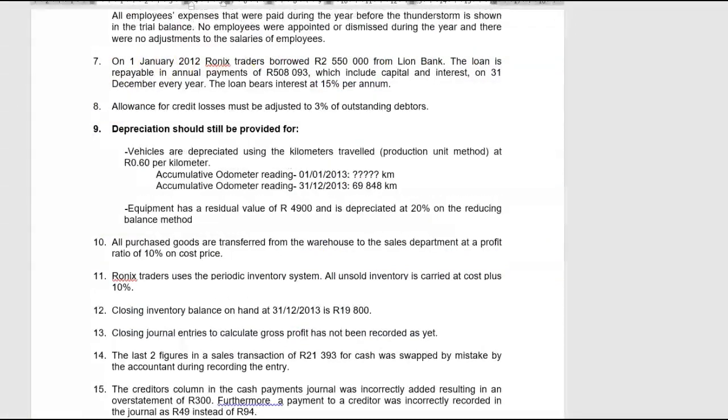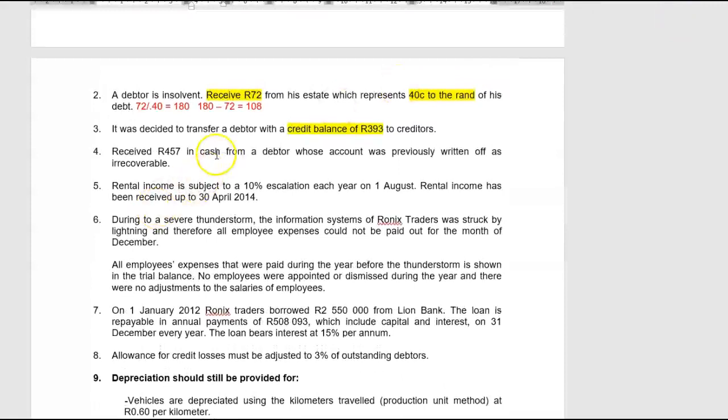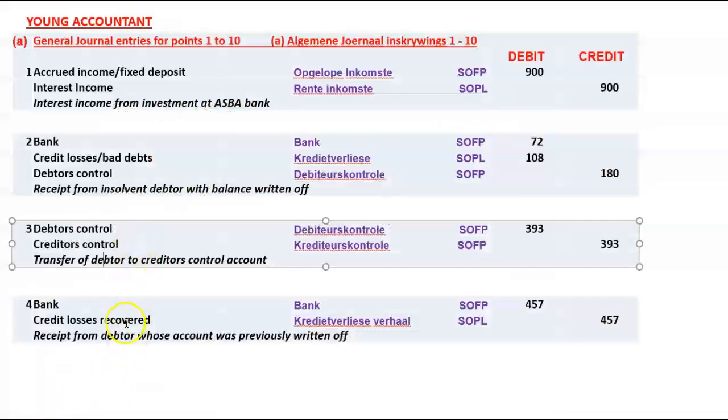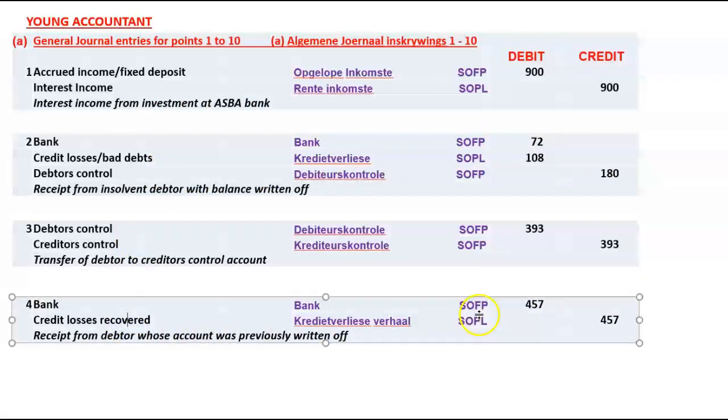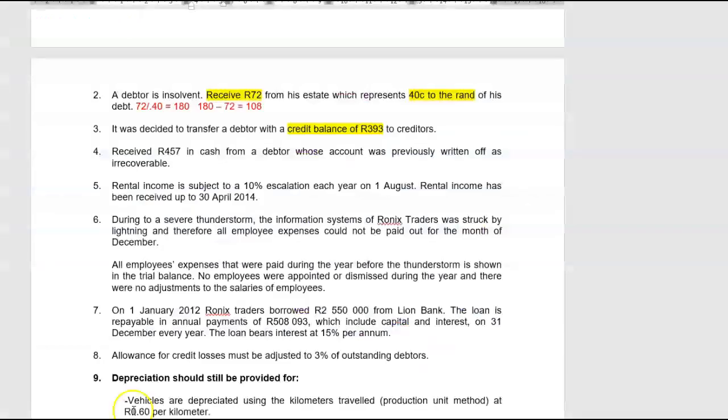We have skipped a few here. Number 4. Received 457 Rand in cash from a debtor whose account was previously written off as irrecoverable. So obviously bank would have been debited with 457 and credit losses recovered, an income account, would have been credited with 457. Guys, if you've still credited debtors with this amount, then I don't think that you know quite a lot about this subject, and probably you will need to study day and night if you want to pass.